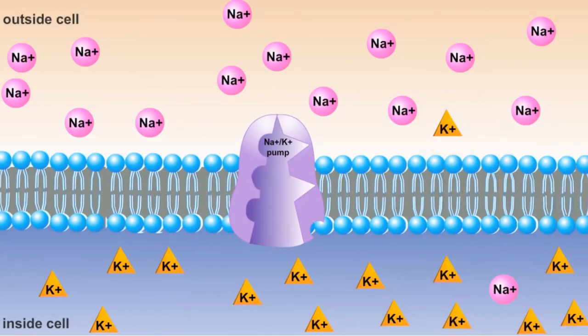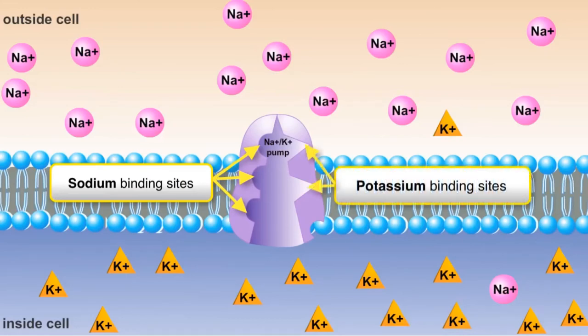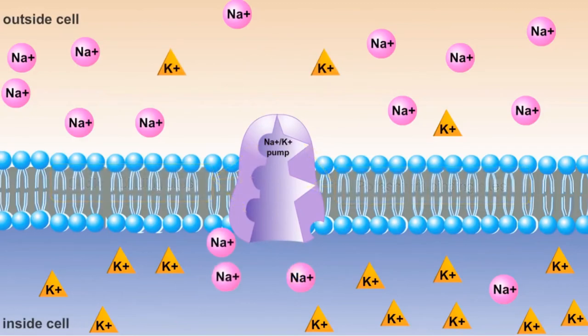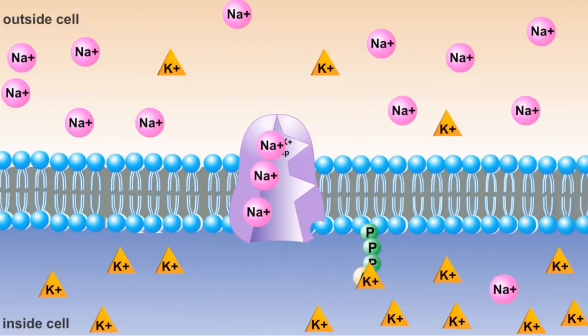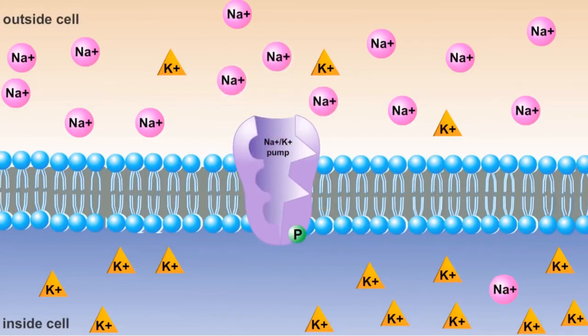Let's take a closer look at how this happens. The sodium-potassium pump has binding sites for 3 sodium and 2 potassium ions. Let's follow the movement of the sodium ions first. After 3 sodium ions are positioned within the carrier protein, an ATP molecule is split, releasing phosphate. This phosphate binds to a location on the exterior of the carrier protein, causing the protein to change shape. As the protein changes shape, the 3 sodium ions are released to the other side of the membrane.